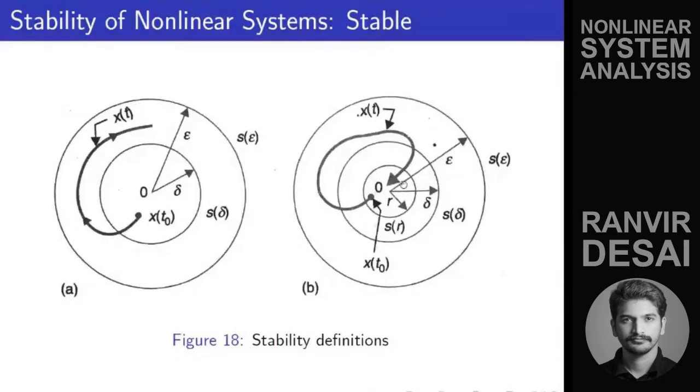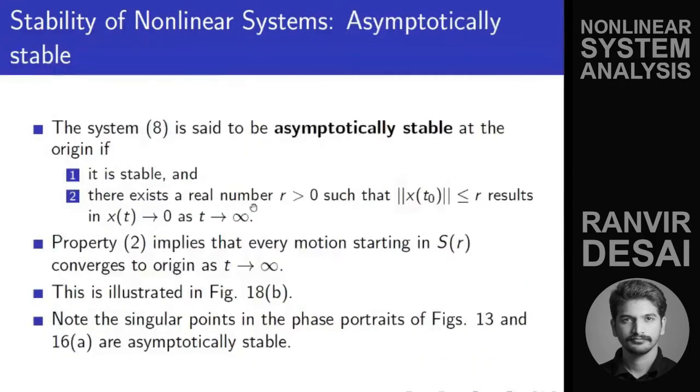See here. We are starting from a circle of delta, this. As time progresses, we may go outside or anywhere inside the circle of epsilon, but at the end, at t equal to infinity, we will reach the point x of t equal to 0, 0, that is the origin. We will reach the origin definitely. Then it is called asymptotically stable.